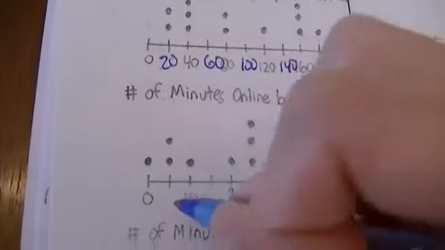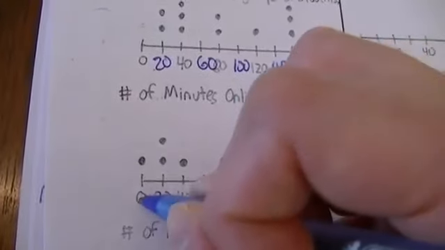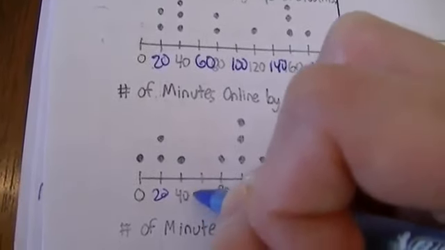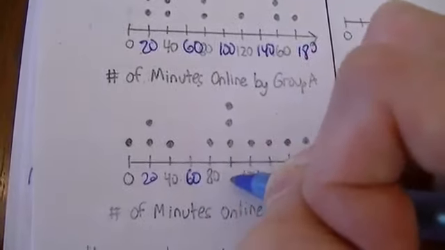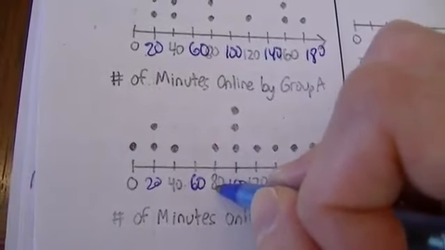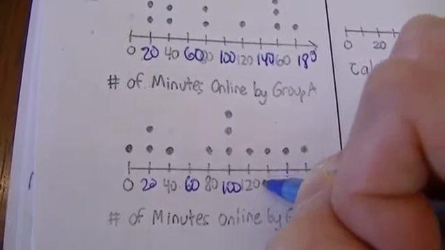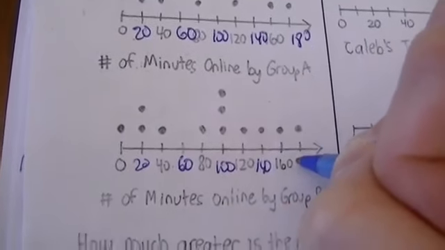Okay, same thing here. They're counting by 20s because halfway between 0 and 40 is 20. Halfway between 40 and 80 is 60. We're counting by 20, so 80 plus 20 is 100. 100 plus 20 is 120. 120 plus 20 is 140.